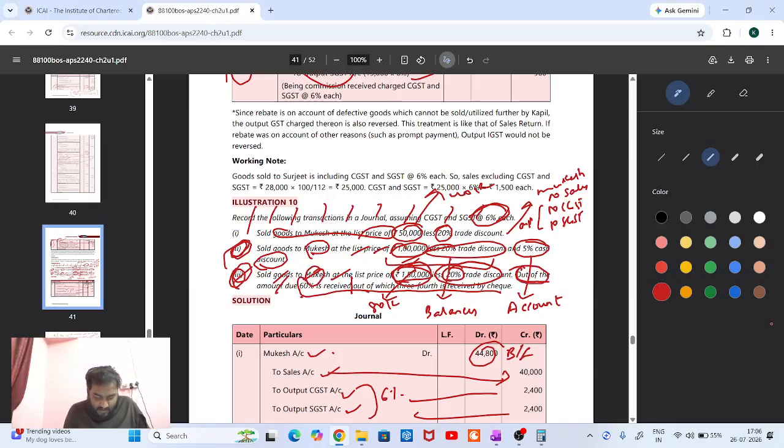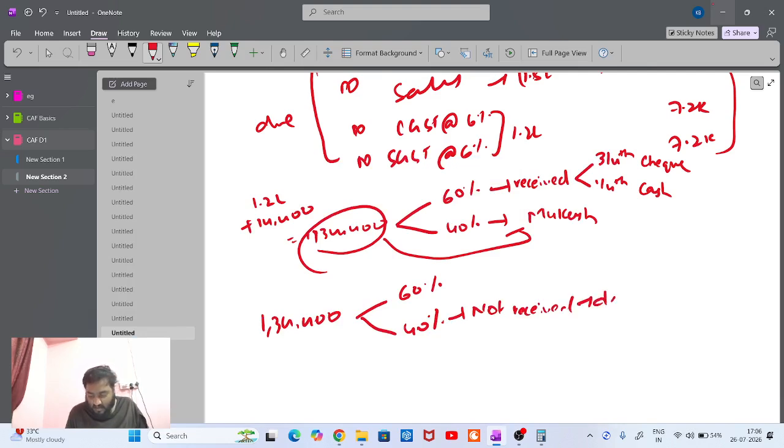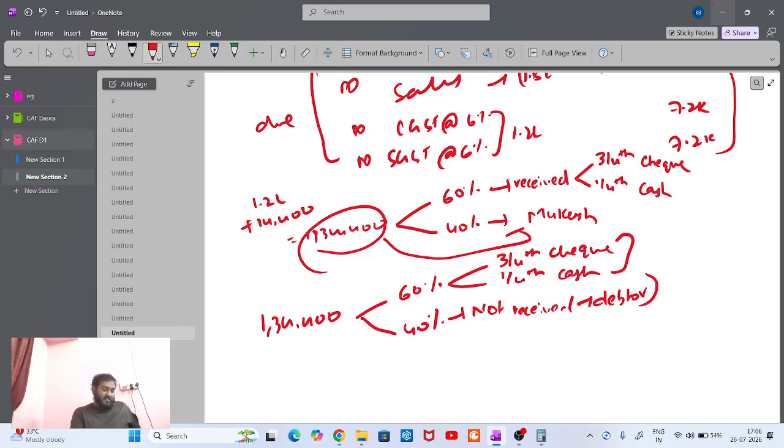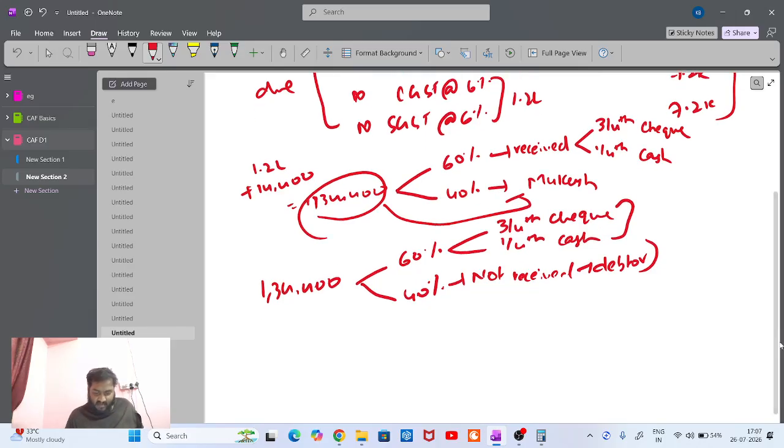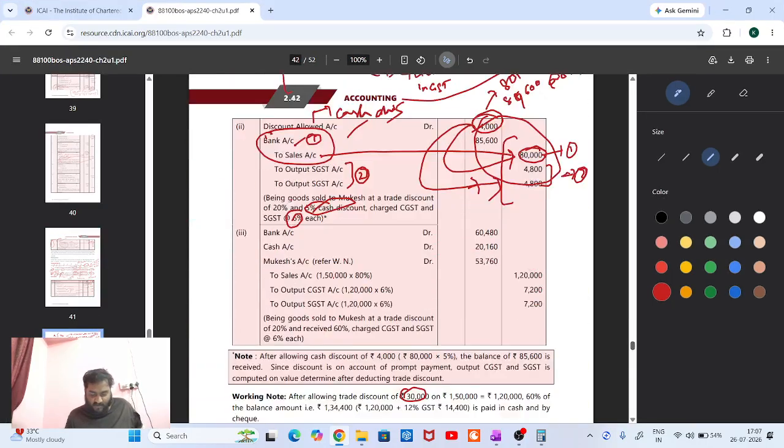Out of the amount due, 60% is received. Okay, so we are sure this is not received first. This is still the data. Then in the 60%, 3/4 is by cheque, 1/4 is by cash. This is what they said. Okay. And the questions are done here. Then we go to practical questions from now on.